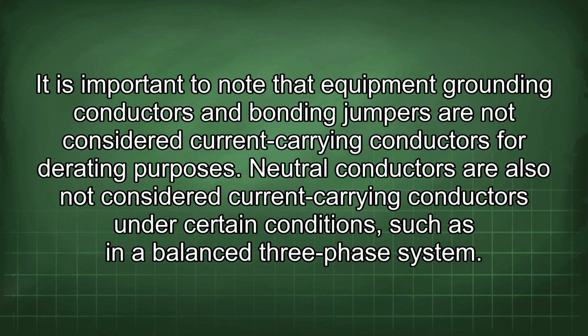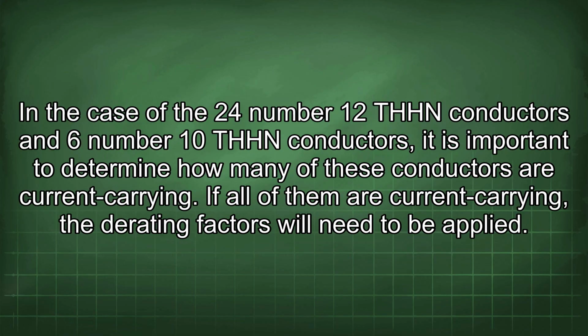It is important to note that equipment grounding conductors and bonding jumpers are not considered current carrying conductors for derating purposes. Neutral conductors are also not considered current-carrying conductors under certain conditions, such as in a balanced three-phase system. In the case of the 24 number 12 THHN conductors and 6 number 10 THHN conductors, it is important to determine how many of these conductors are current-carrying. If all of them are current-carrying, the derating factors will need to be applied.